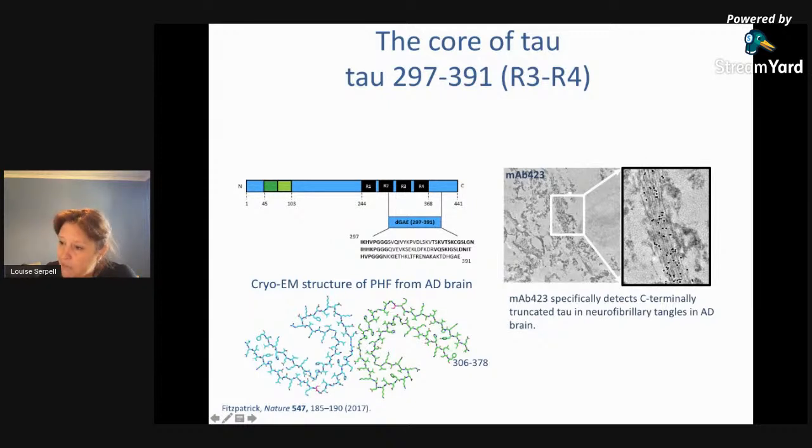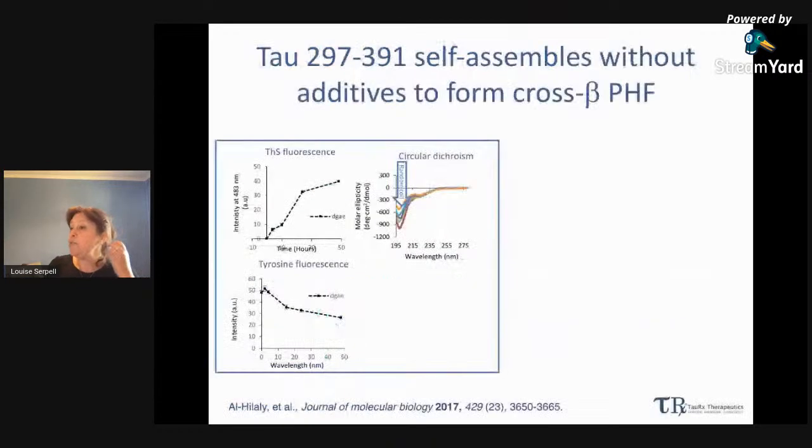So what we're doing here is looking down the axis of the fibre. So the fibre would be coming out towards you. So I just want to show you that if we use this short peptide 297 to 391 that we sometimes call DJE, as you'll see it's labelled here, it self-assembles without additives to form cross-beta paired helical filaments. So we can use thioflavin S fluorescence, which again allows us to follow fluorescence with time.